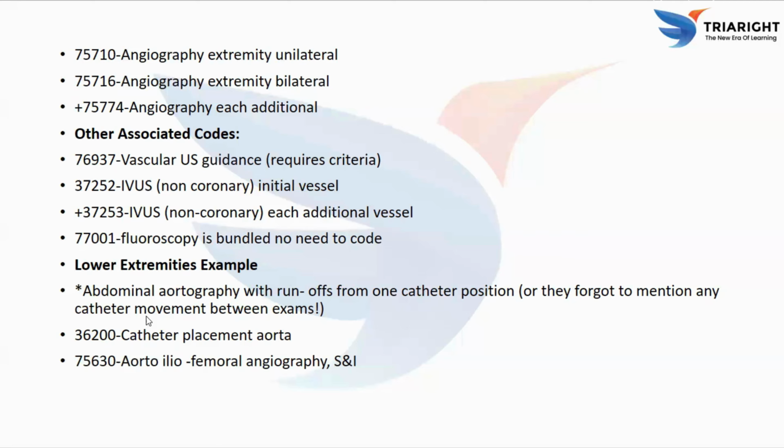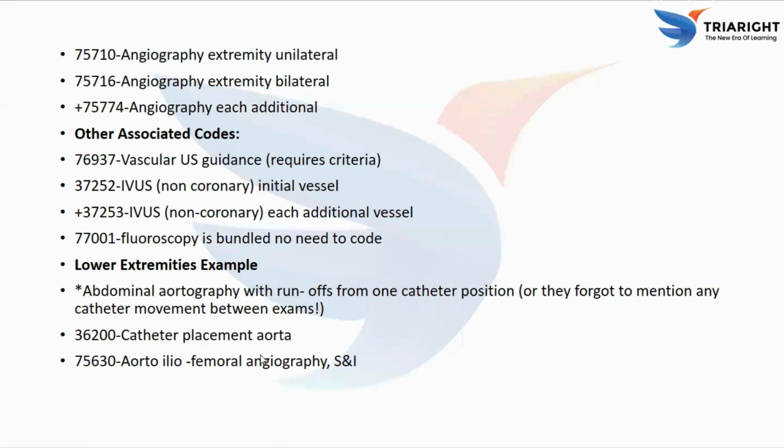Next is a lower extremities example. This teaches how catheter placement and angiography codes are paired together: abdominal aortography with runoff from one catheter position. What does this mean? If a catheter stays in the abdominal aorta, the contrast flows down into the iliac arteries and the femoral arteries, with no catheter movement documented. 36200 is catheter placement in the aorta, a type of non-selective catheter placement, used when the catheter remains in the aorta. This is the base catheter code.